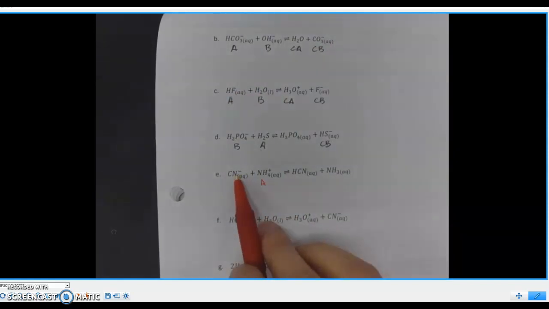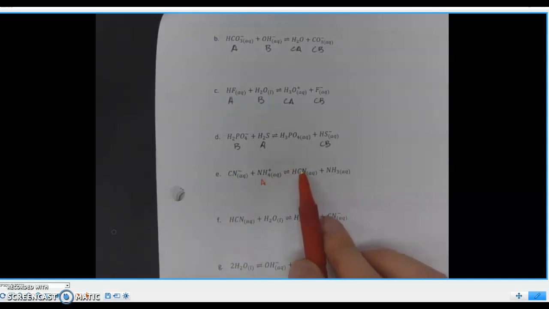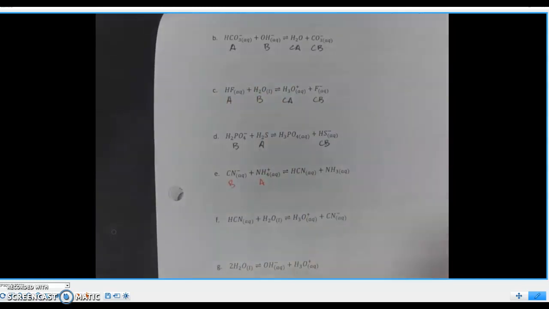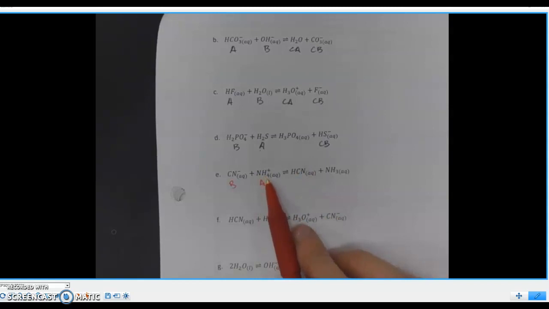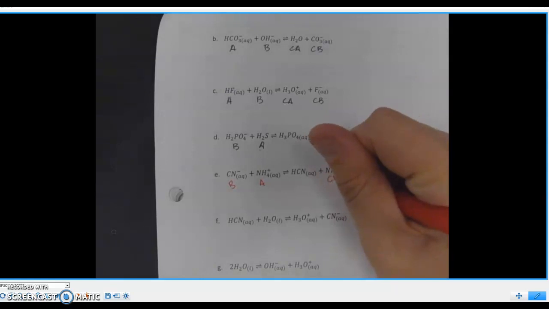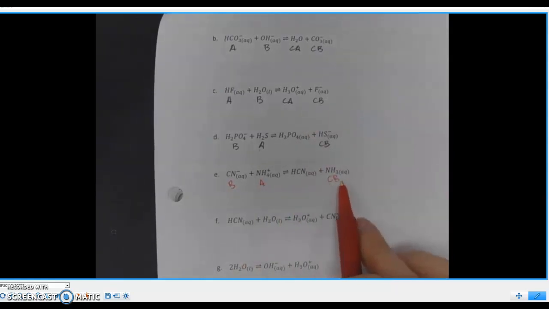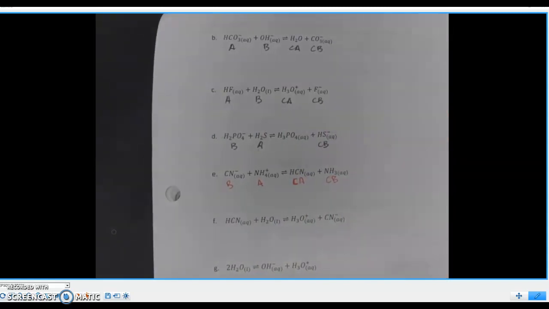And then we go CN minus, and then it turns into an HCN. So it took that hydrogen, and so this is going to be our base. Okay. Now the conjugate acid and conjugate base are on the other side, and it's what it turned into. So if this is NH4 and it lost the hydrogen, then that's going to be our conjugate base. So our acid will always line up with our conjugate base, and then our base will always line up with our conjugate acid. Okay? And that's like the forward reaction, right?